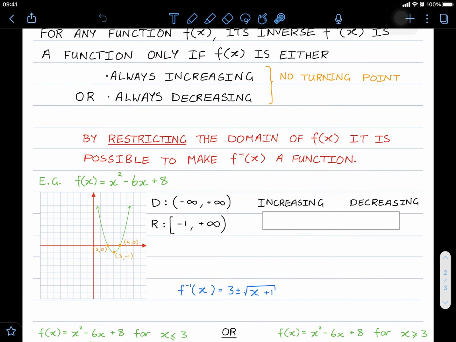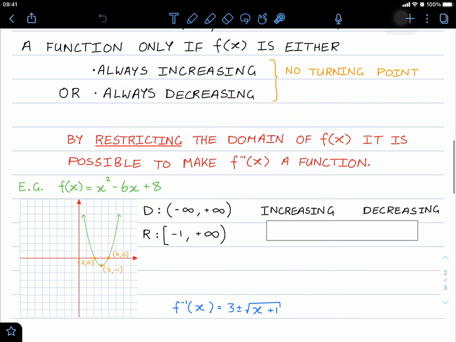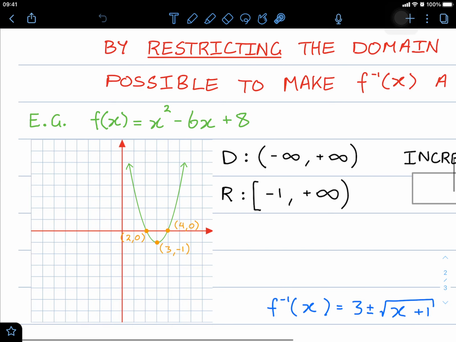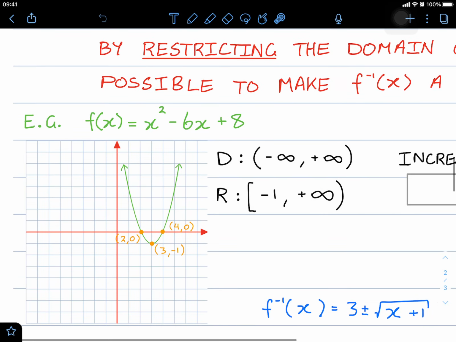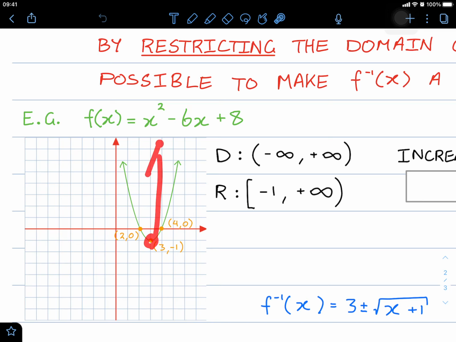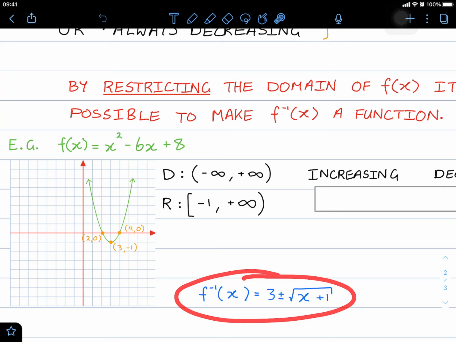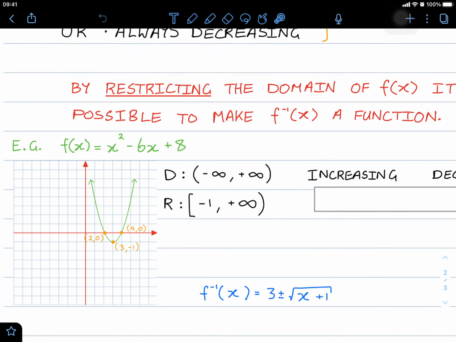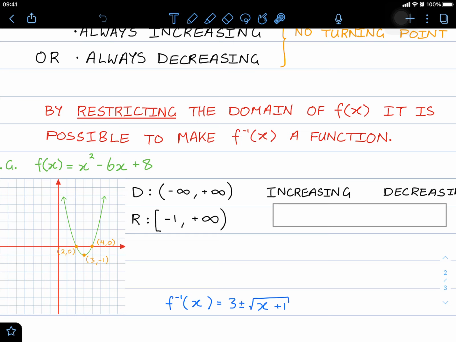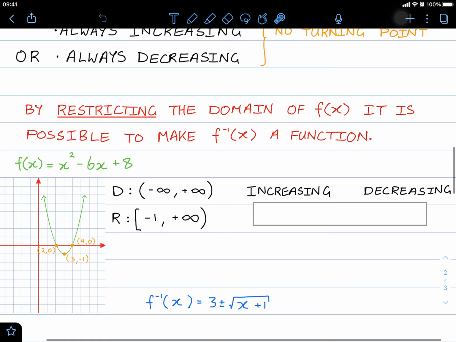So by restricting the domain of f of x, it is actually possible to make f inverse of x a function. So take a look. Normally, this function has a domain of negative infinity to positive infinity, and its range is going to be from 0 to positive infinity. And so when we try and find the inverse, we come to this point where we have that plus minus. Now we know that plus minus means it'll fail the vertical line test. But now we can restrict the domain of this so that it's either always increasing or always decreasing.